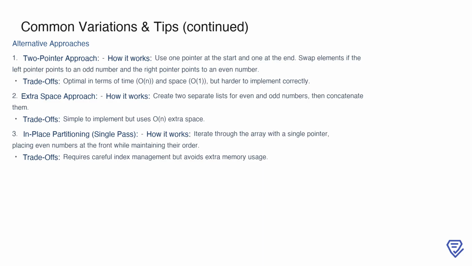As you encounter even numbers, you place them at the front of the array while maintaining their order. This method avoids extra memory usage but requires precise index management to ensure correctness. By understanding these approaches and their trade-offs, you can choose the most appropriate solution for the given constraints and requirements.